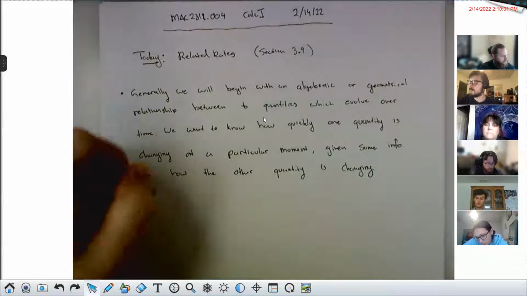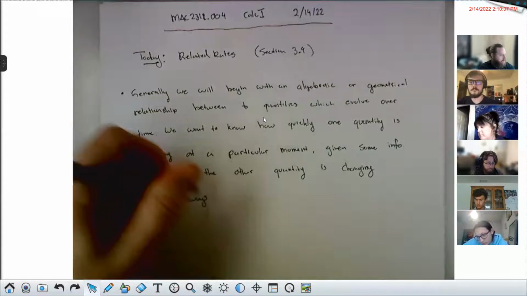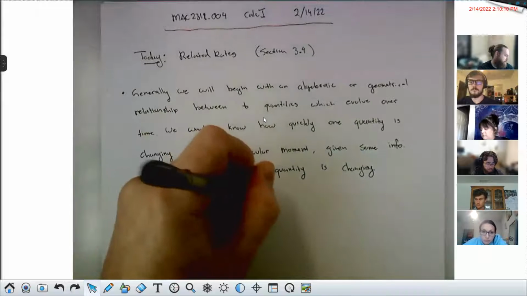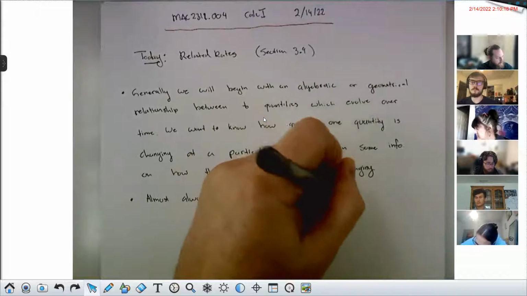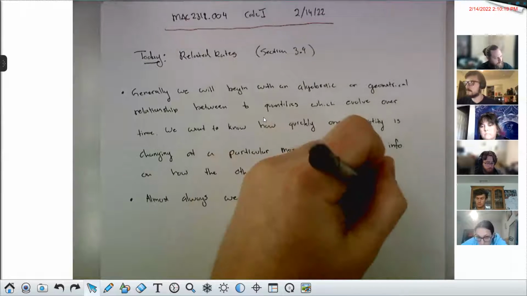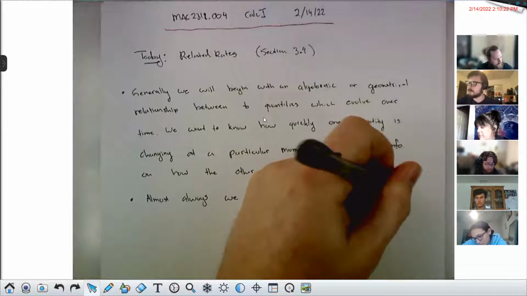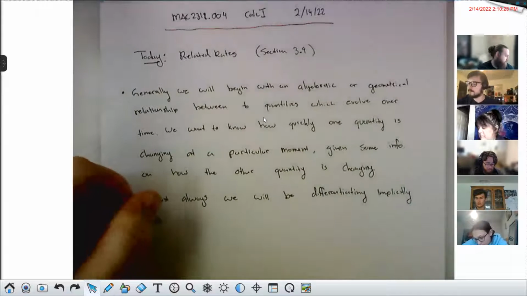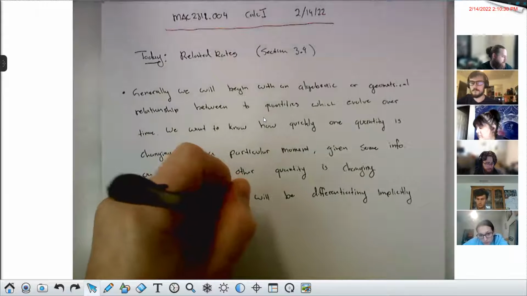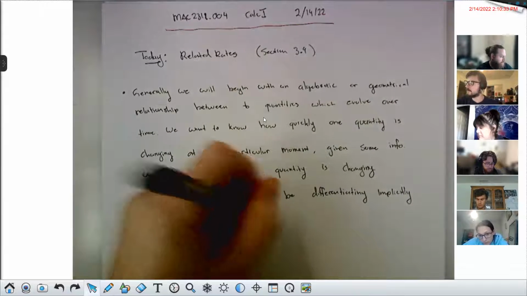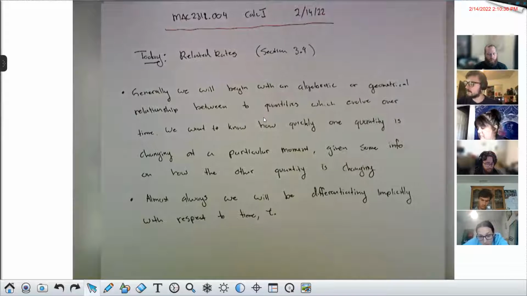So almost always, we will be differentiating implicitly with respect to time. And I'll use the variable t to represent time. The SI unit for time is seconds, so usually time will be measured in seconds, but always the variable t.